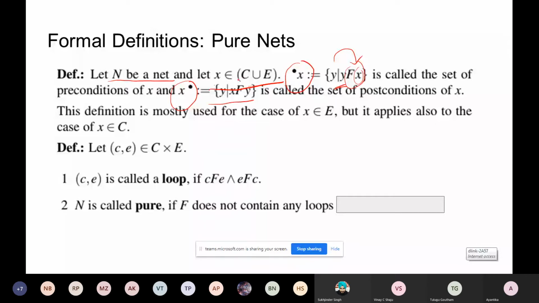For that, you are specifying some set of preconditions and some set of post conditions. So if you have some set of preconditions and post conditions, then you can define a loop in this way. See, CFE means some condition, some flow and some event, and event, flow, and if this relation holds. Okay, and N is pure if F does not contain any loop.